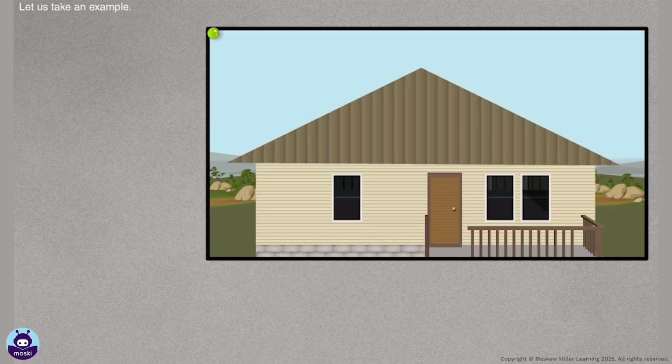Let us take an example. Calculate the gradient of the roof of the house with points A(2, 3) and B(12, 8) as shown. Solution. Let us apply the formula to calculate the gradient of the roof.